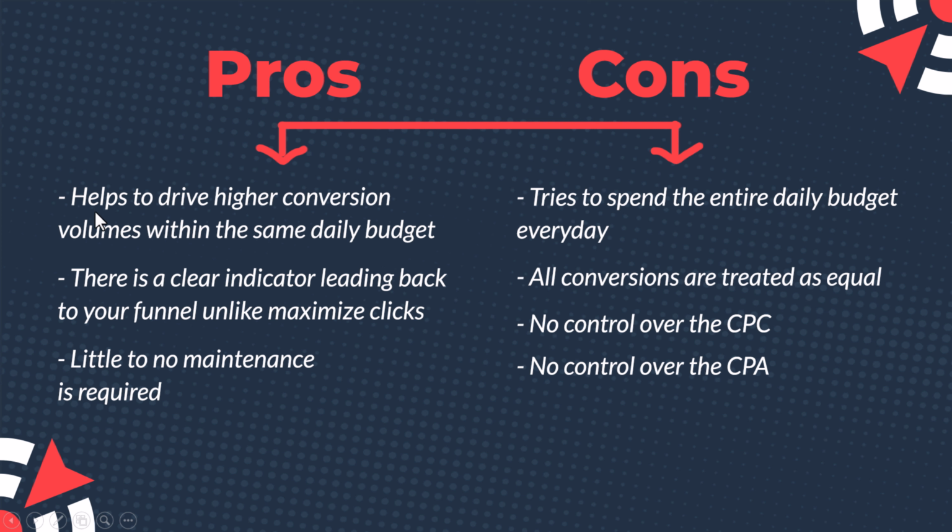So this bidding strategy helps to drive higher conversion volumes within the same daily budget. Now let's assume that you have a manual CPC bidding strategy campaign and that campaign is completely optimized. You have your best performing keywords and your best performing ad copy and it's generating a good amount of conversions. Now you want to try to milk this campaign to get the most amount of conversions for it. That's when you can go ahead and switch over to the maximize conversions bidding strategy.